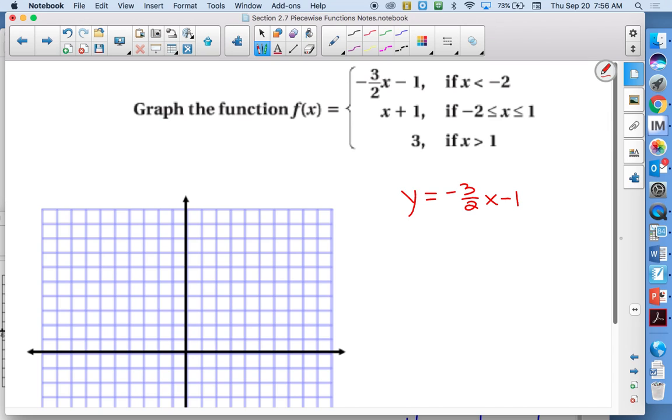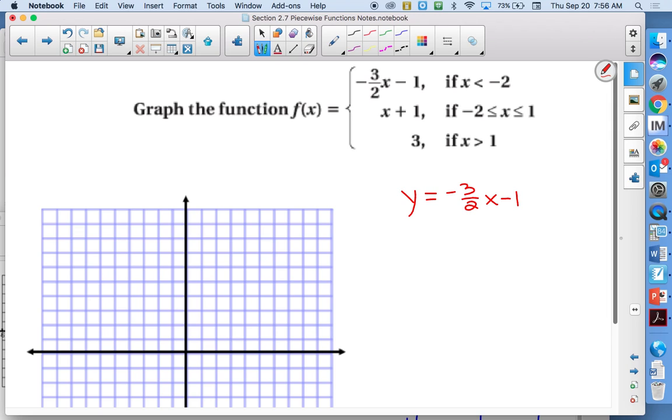So think of that as just being given y equals negative 3 halves x minus 1. This is back to section 2.3, still part of this chapter. How do you graph that? If this was on your test, how would you graph that?